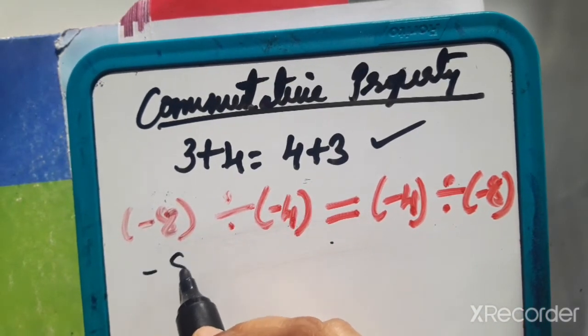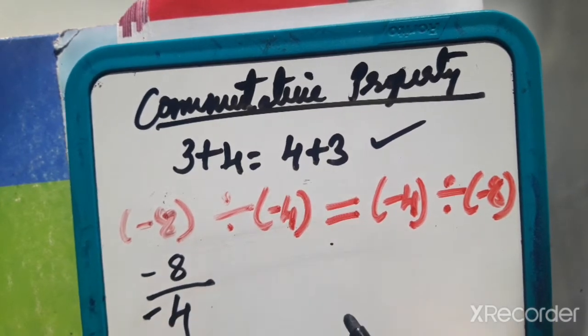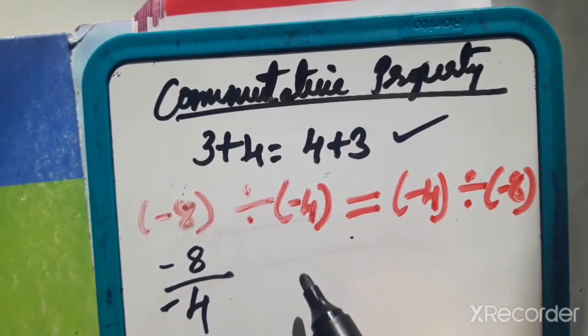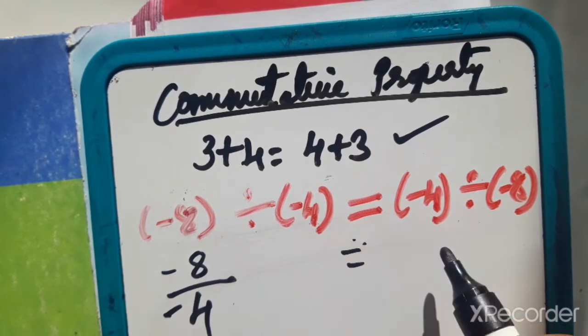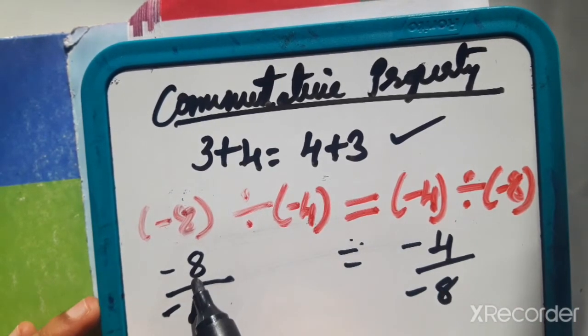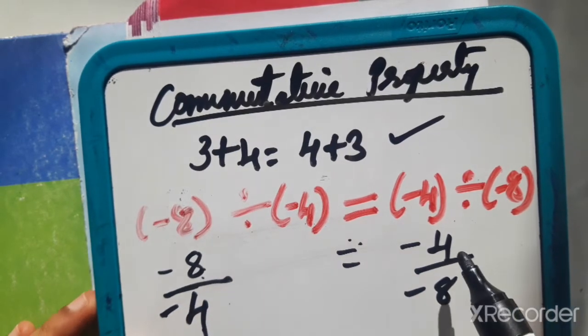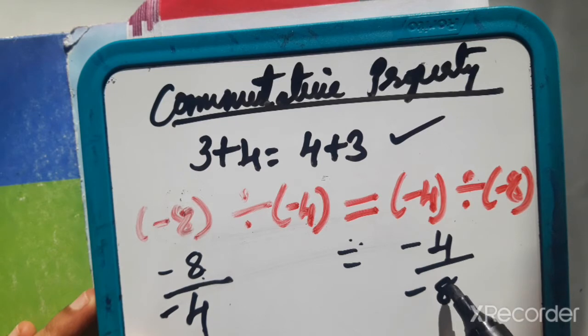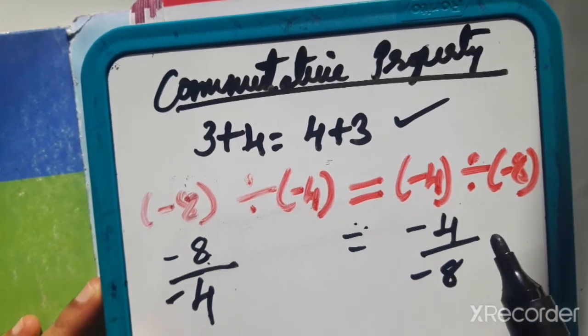Verify the answer. Minus 8 divided by minus 4. Here, just reversing, we get minus 4 divided by minus 8. So above the line is the numerator and below the line is the denominator. So above the line here, numerator minus 4, and here minus 8. Let's check the answer.